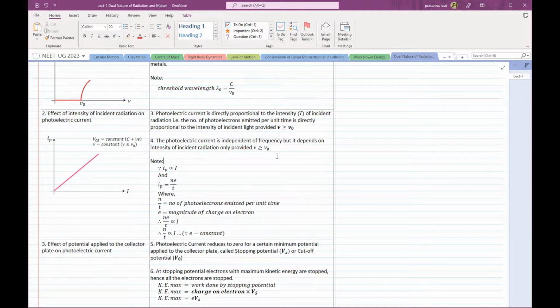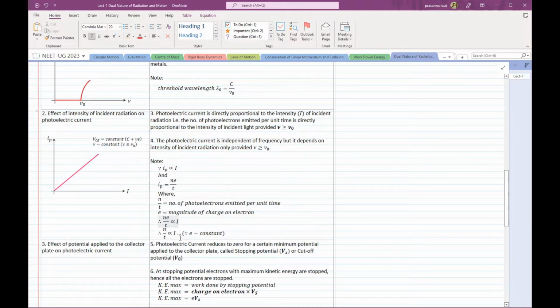Then photoelectric current, ये तो मैंने note लिख दिया है. The photoelectric current is directly proportional to intensity, and photoelectric current is NE by T, where N by T is number of photoelectrons emitted per unit time, and E is magnitude of charge on electron. As you know, किस current को ऐसे measure करते हैं. Therefore, NE by T is proportional to I.